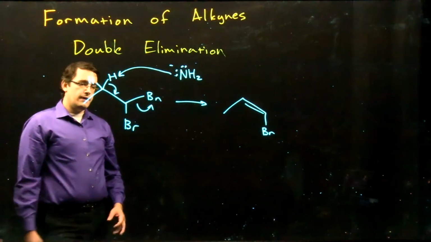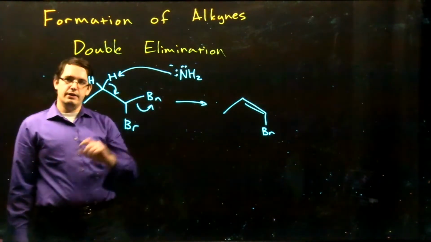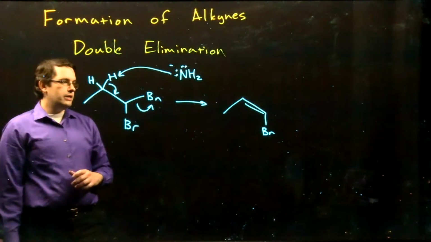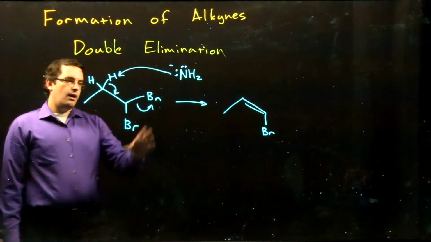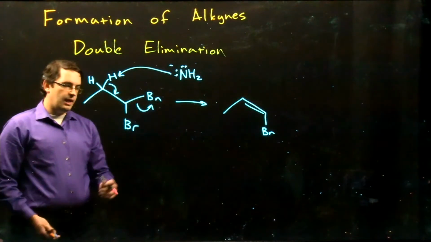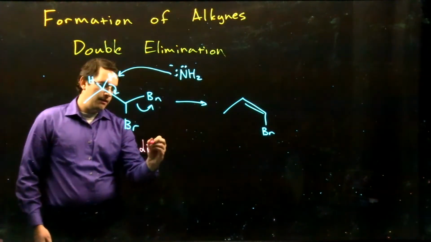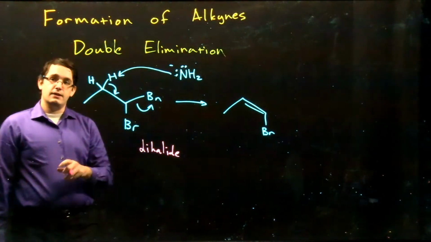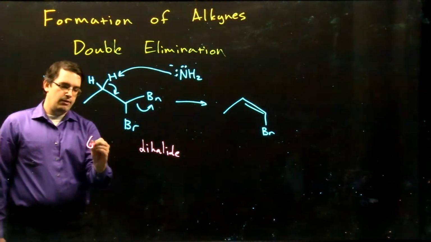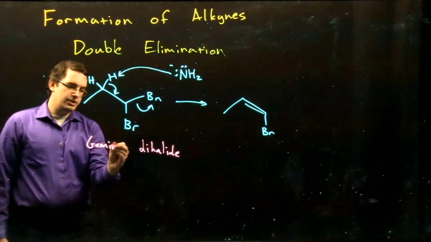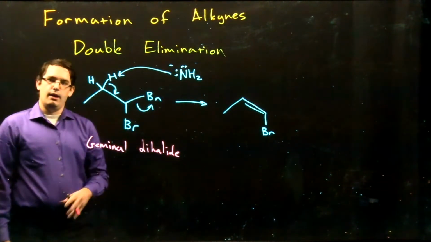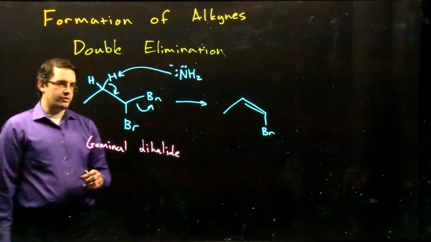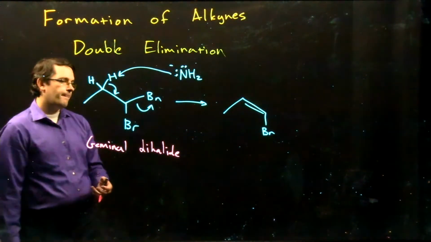Now, of course, you should notice that we have two halogens in our starting molecule, and of course, one halogen left over on our initial alkene product. So we refer to this as a dihalide. And in this case, since they're both attached to the same carbon at the end of our molecule, we refer to this as a geminal dihalide. So geminal just refers to when we have two of our functional groups attached to the same carbon there.